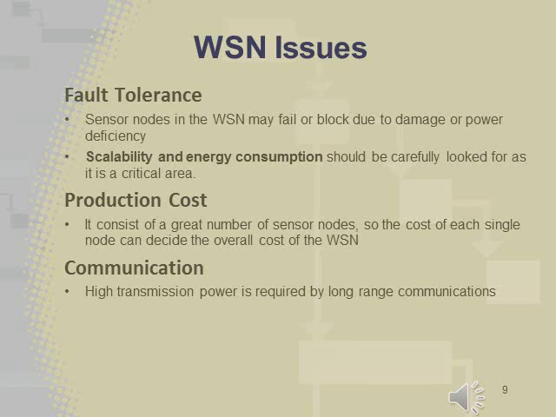Next one is the communication issue. High transmission power is usually required by long range communication, which is normally point to point, with the risk of being overheard. To overcome the long range issue, short range transmission should be considered to lessen the chance of being overheard. Also, adaptation of multi-hop networking between sensor nodes can lessen the communication link range.